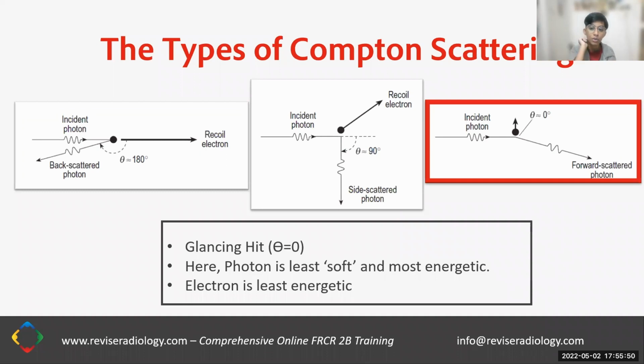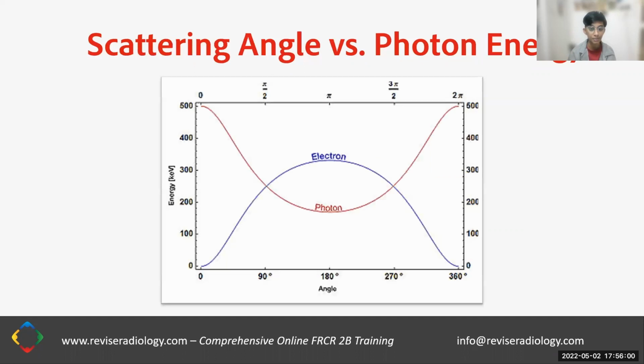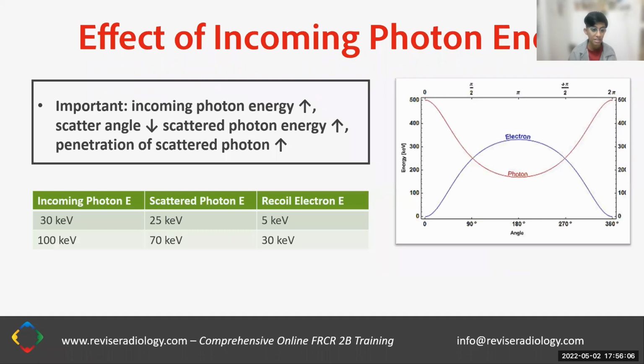It's very soft, and the electron has gained all that energy instead. And over here, you can see that the photon's hardly changed its direction at all. The photon still has most of its energy. We say it's a hard photon and has a lot of energy. The electron has very little. So that's a graph of how the electron and photon energies vary according to the angle of scattering.